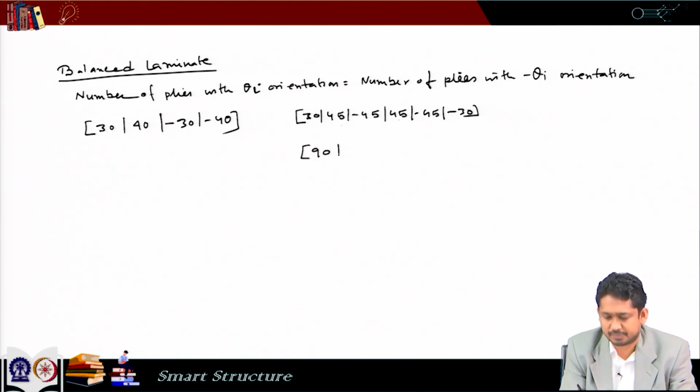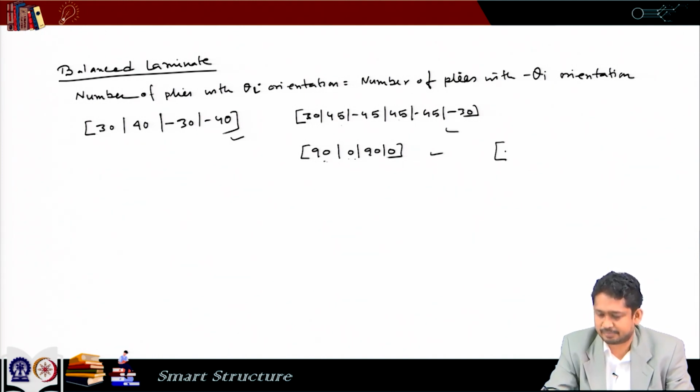So, 90 0 90 0 is also balanced, because as we said, 90 and 0 are opposite in a cross ply laminate. If I have a 90, I have a 0; if I have two 90s, I have two zeros also. So, these are all balanced laminates.